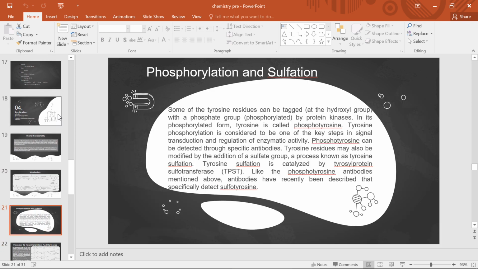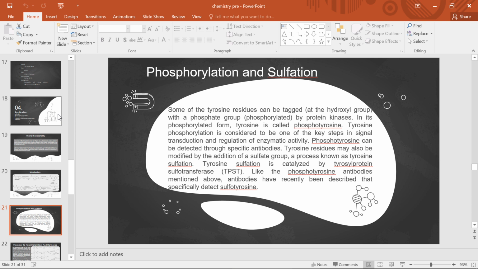Phosphorylation and sulfation. Some of the tyrosine residues can be tagged at the hydroxyl group with the phosphate group, phosphorylated by protein kinases. In its phosphorylated form, tyrosine is called phosphotyrosine. Tyrosine phosphorylation is considered to be one of the key steps in signal transduction. Signal transduction means signal transfer and regulation of enzymatic activity. Phosphotyrosine can be detected through specific antibodies.